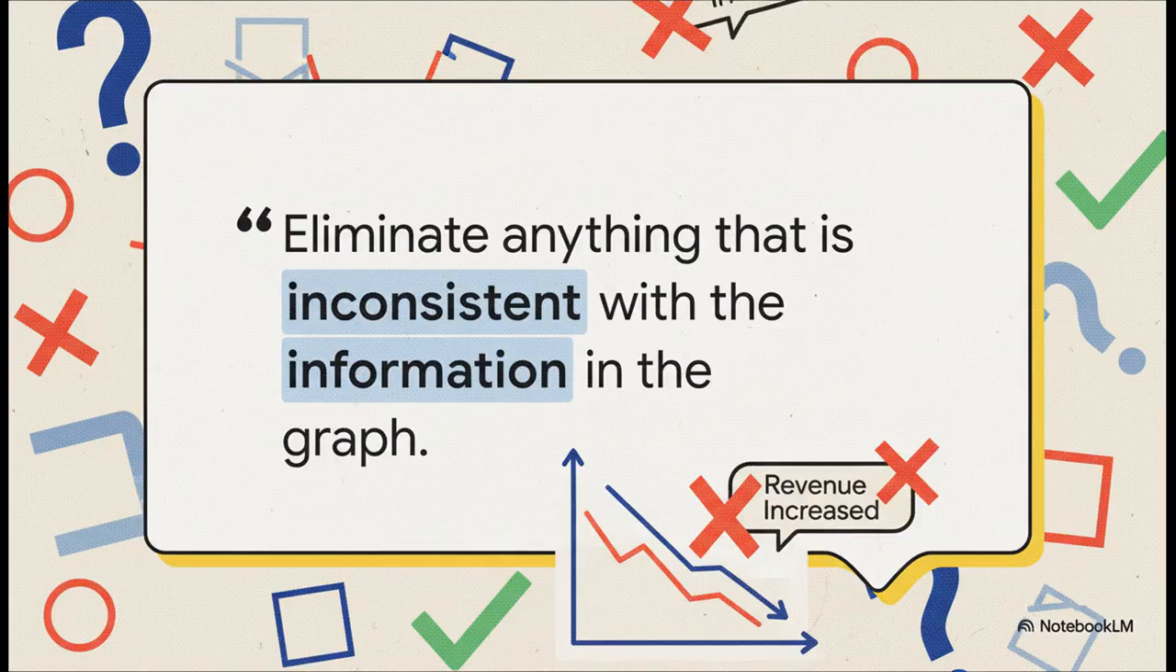This really shows you the power of that last step. Your first job isn't to find the right answer. It's to find the obviously wrong answers and get them out of the way. If an answer choice says sales went up, but the graph clearly shows they went down, it's gone, no questions asked. This is your fastest path to the right answer.